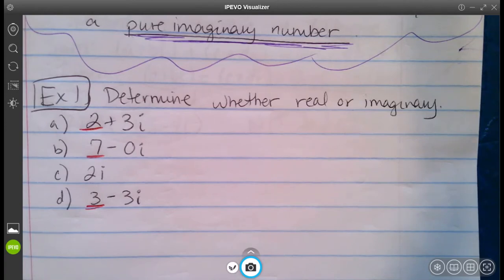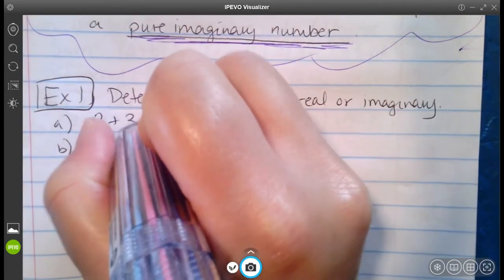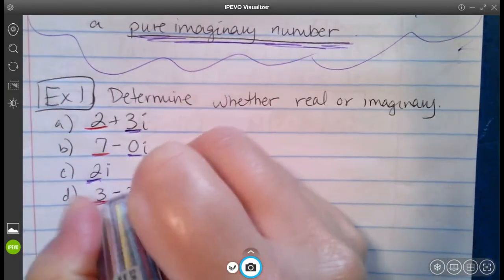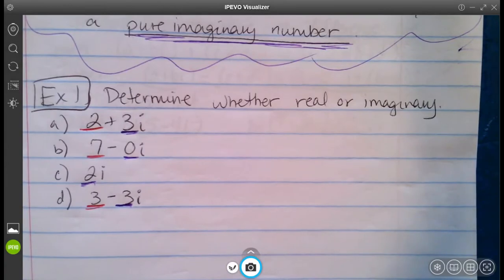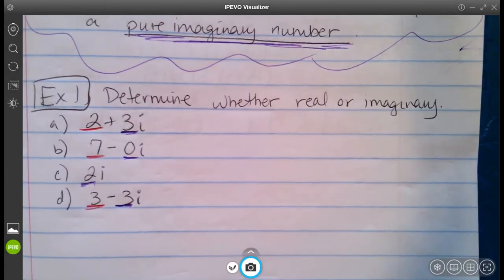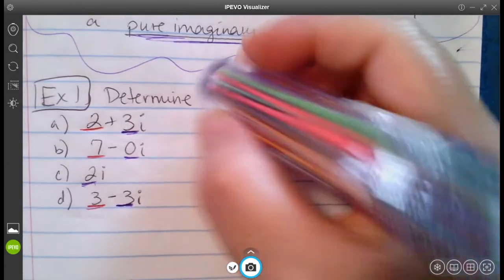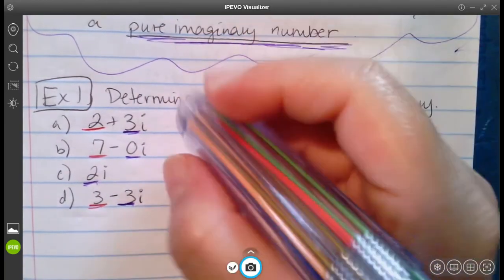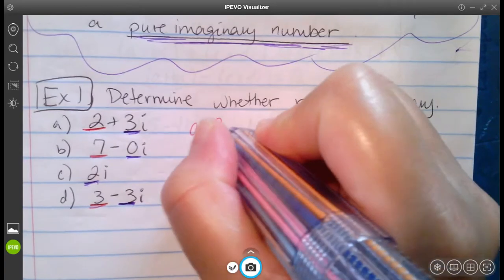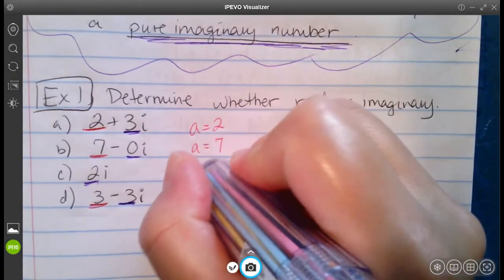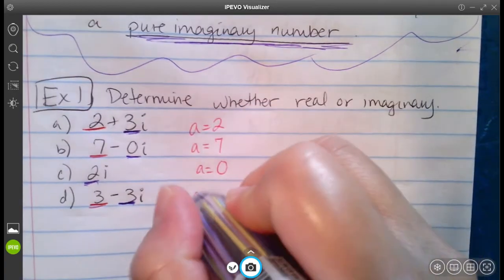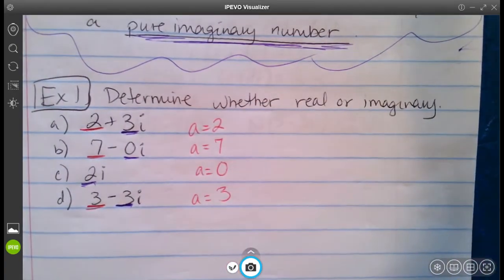And the imaginary parts I'm going to do in purple. So that one is 3, this one is 0, this one is 2, this is -3. Okay, with that in mind, I can go ahead and identify. Here I'm going to say that my a is equal to 2. My a for this one is equal to 7. My a for this one is equal to 0 because there is no a. And my a for this one is equal to 3.